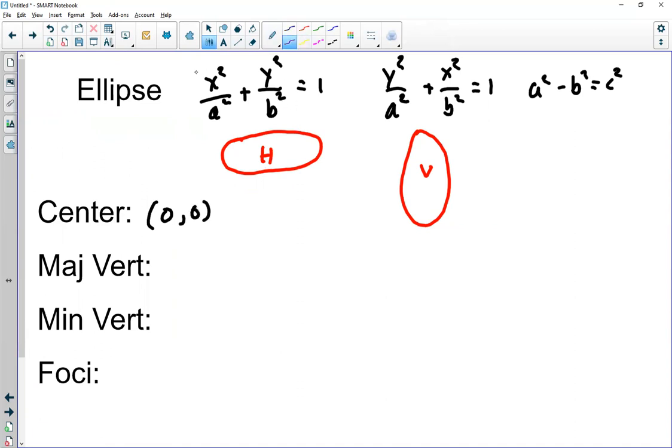The major vertices, I'll use this one as purple and I use this one for blue. So for the major vertices, if the X has the biggest number, that is the major. So it's going to be the A value plus or minus. And since it's on the X, it will affect the X. So plus or minus A, comma 0. While if it's bigger on the Y, then that affects the Y. So in this case, it's 0, comma, plus or minus A.